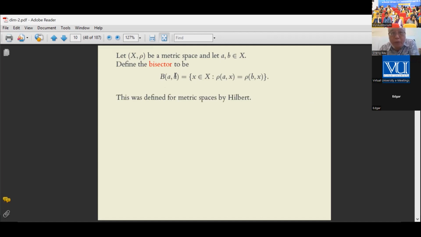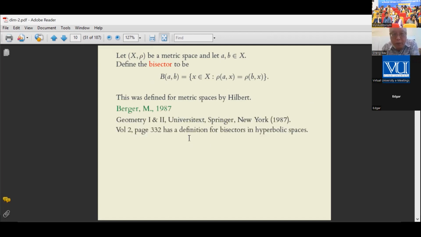So this was defined by Hilbert in any metric space. So this is a bisector. All this definition you can find in Marcel Berger's Geometry, volume 2, page 332. If the 2 points are equal in any metric space, then the bisector, we didn't say that A and B are not equal in the definition, so this is allowed. The bisector is the whole space, definitely non-empty, if X is non-empty.